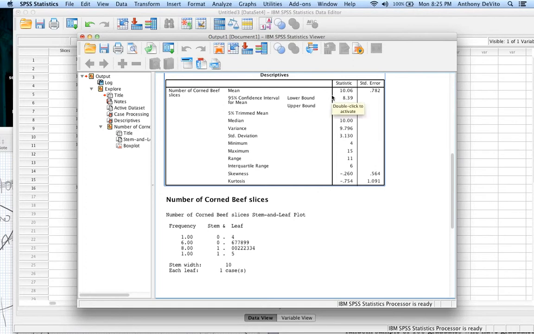Okay, so let's take a look at what we have. The mean is 10.06, same thing we found in Excel. The standard deviation is 3.13, same thing we found before. The standard error is 0.782, same thing we found before. And here is the confidence interval.